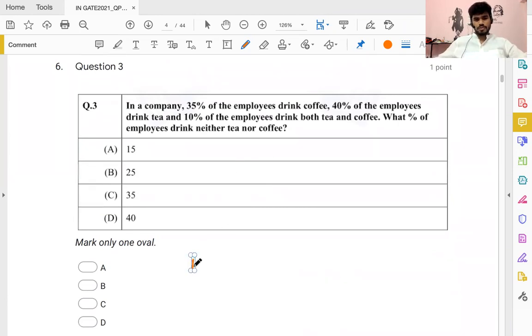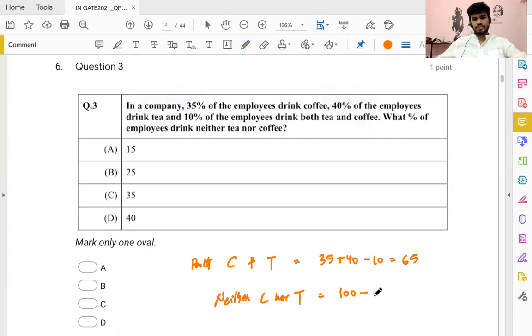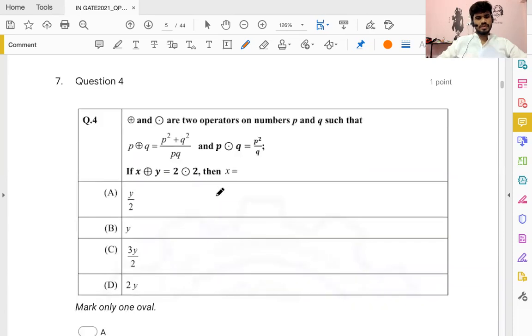So both coffee and tea, that amounts to 35 plus 40 minus 10. Okay, suppose this is 65. So not C, neither C nor T. Neither C nor T, that actually is 100 minus 65. That is 35. Notice again, this is an easy one. This variable substitution, again, things are somewhat very easy.